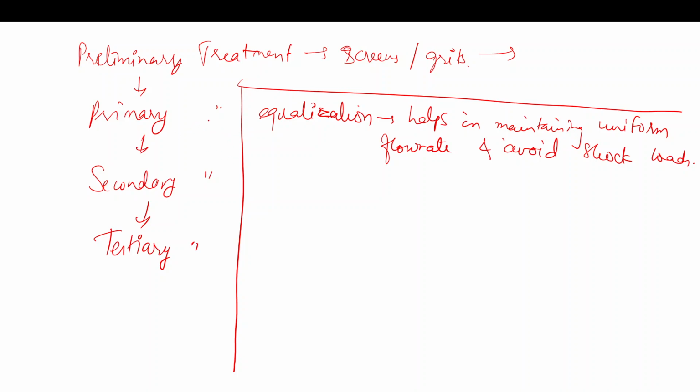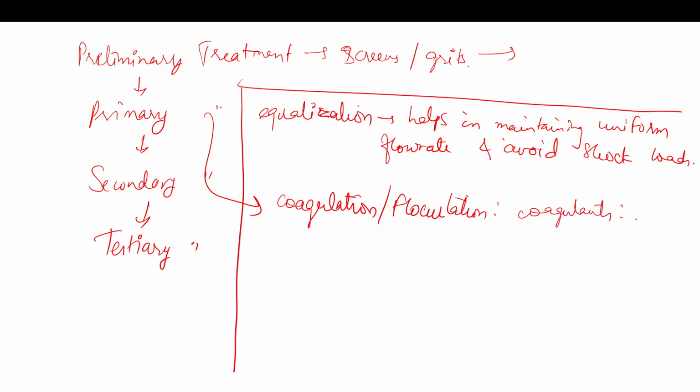After that, the primary methods of treatment include coagulation and flocculation, where you provide some coagulants and flocculants for suspended solids, or basically colloidal particles, to be removed. Now these colloidal particles are very stable, right? So you destabilize these particles by adding a coagulant, right?